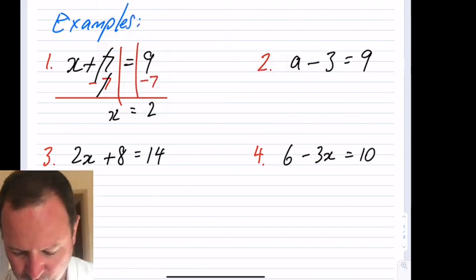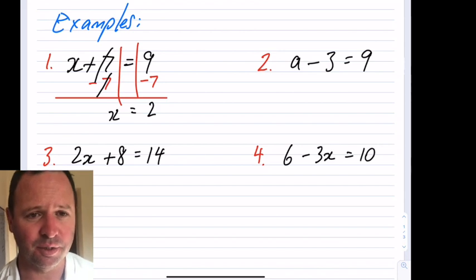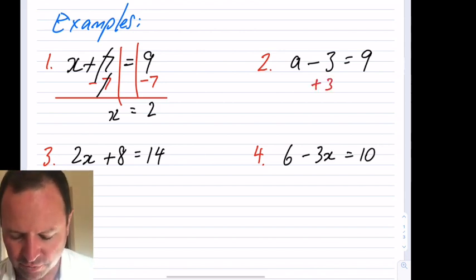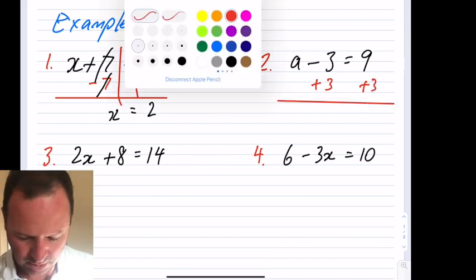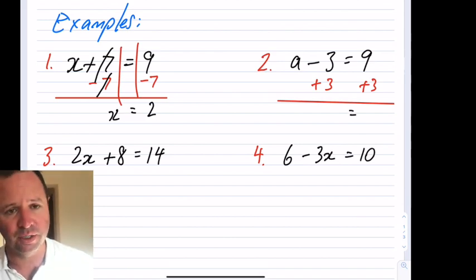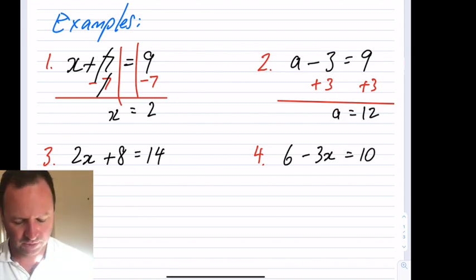Moving on to number 2, what's furthest away from the A on the same side as the A? It's a 3. What's it doing? It's subtracting. So I need to add 3. If I do it to one side, I have to do it to both sides, okay? I'm going to add up what's on the right-hand side of the equal sign. I've got 9, I add 3 to it, I've got 12, and I've got my A, okay?